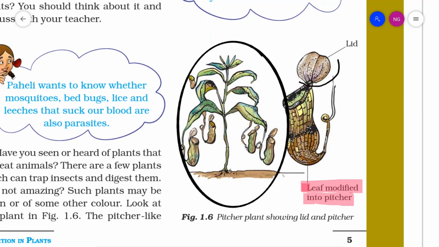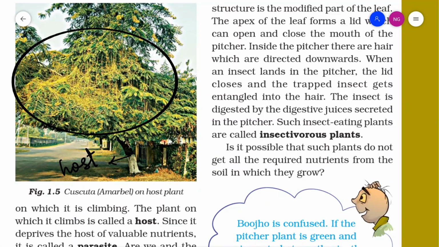The apex of the leaf has a lid-like structure which can open and close the mouth of the pitcher. And this pitcher has some hair-like structures which are pointing downwards. Whenever an insect is trapped inside the pitcher, this lid will close and the digestive juices will digest the insect which is trapped inside the pitcher. Hence, the pitcher plant will get its nutrition from the insect. Such insect-eating plants are called insectivorous plants.